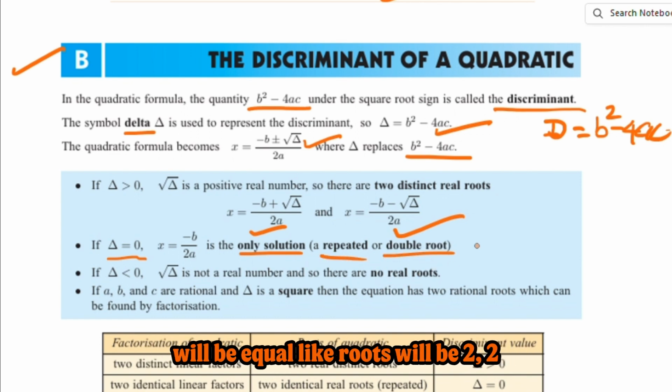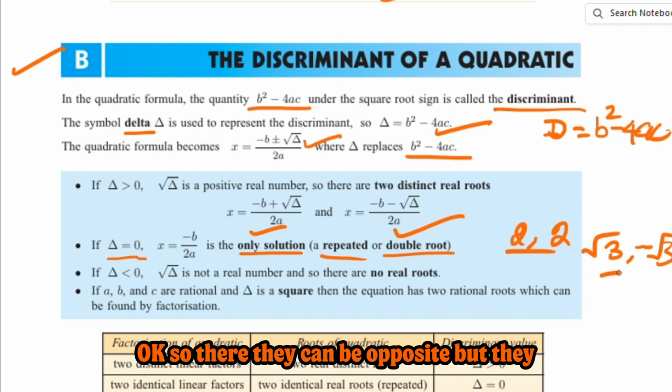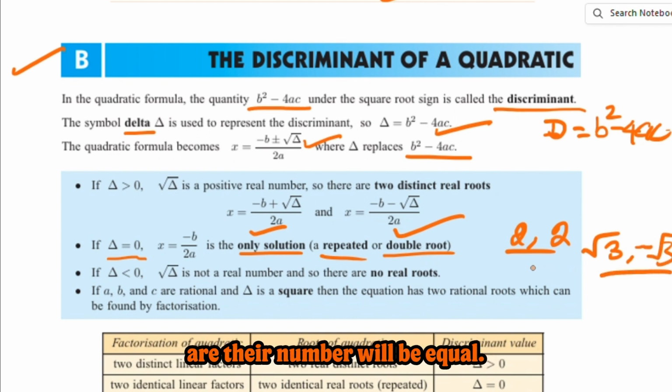Roots will be equal, like roots will be 2, 2, or −3, −3. They can be opposite in sign, but the two roots will be equal. And when D is negative, there are no real roots.